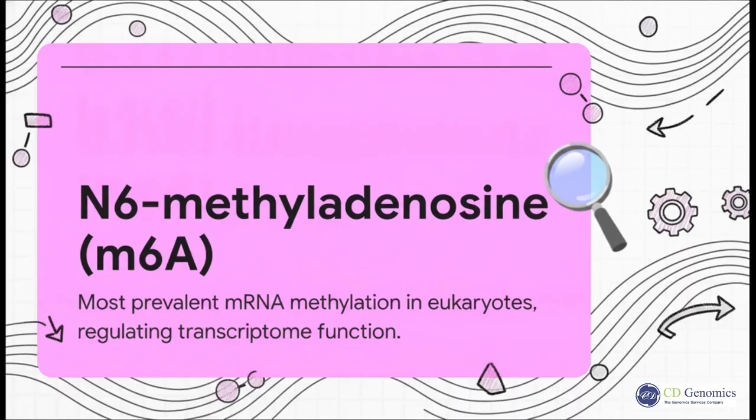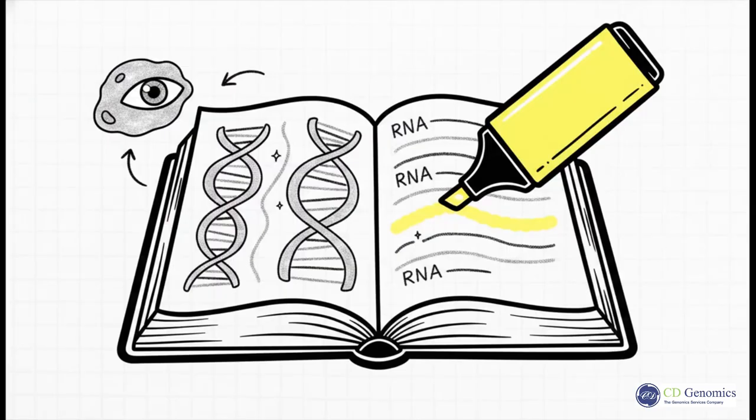how that code behaves. To really understand this, we need to talk about N6-methyladenosine, or M6A for short. This is the absolute most prevalent form of methylation modification found in the mRNA sequences of eukaryotes. Simply put, it's the most common way our cells chemically modify mRNA to functionally regulate what the transcriptome is doing at any given moment. I absolutely love this analogy because it makes a super complex molecular concept instantly click.